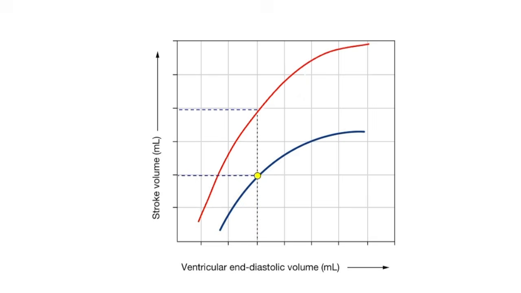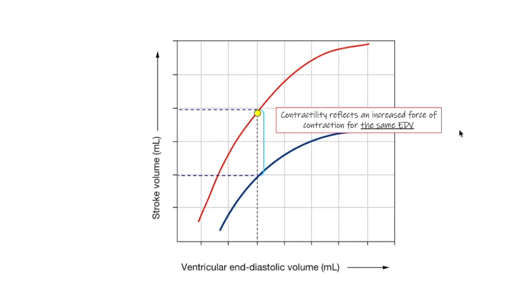So let's put all this information together on one slide. Here we have our end-diastolic volume giving us a specific stroke volume. By sympathetically stimulating the ventricular muscle, this will give us an increased stroke volume. So this is an instance of increasing contractility. This is the effect of sympathetic stimulation giving us a more forceful contraction at the same end-diastolic volume.